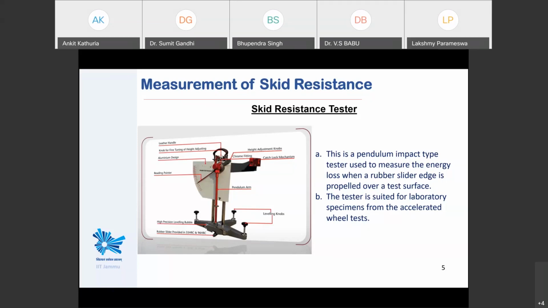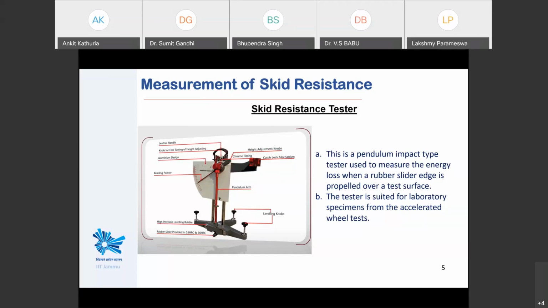Basically, there is a rubber slider attached to the pendulum arm, and the loss in energy is measured when this rubber slider is released from the catch lock. You can see there is a lock on the top of this equipment, and from there you just have to release the pendulum arm. It will rub the surface, and the loss in energy will be estimated using the reading pointer shown on this equipment. The reading pointer will give you the skid resistance value.